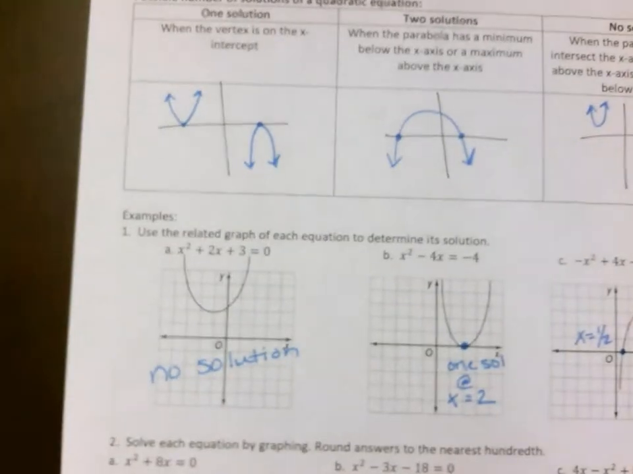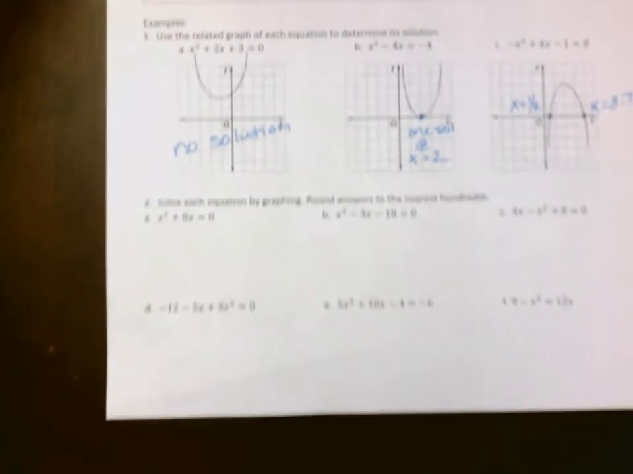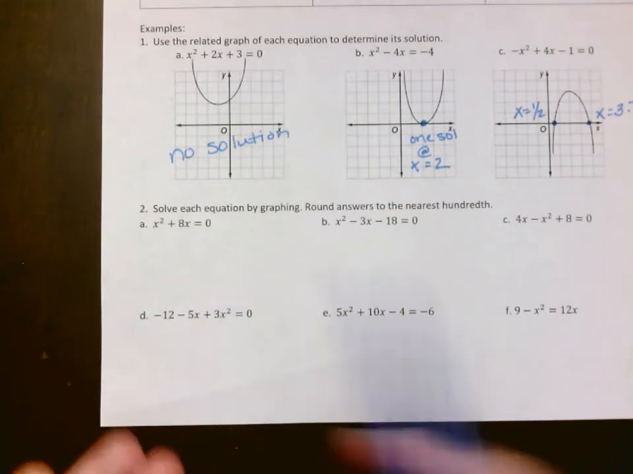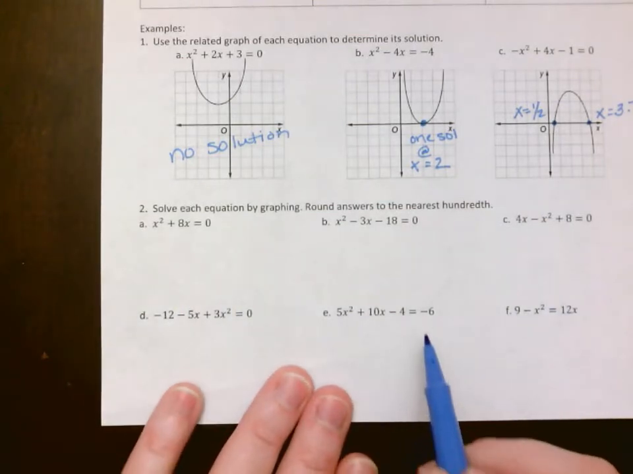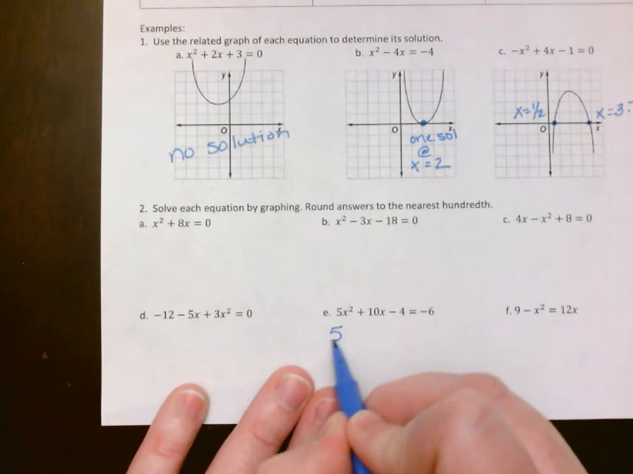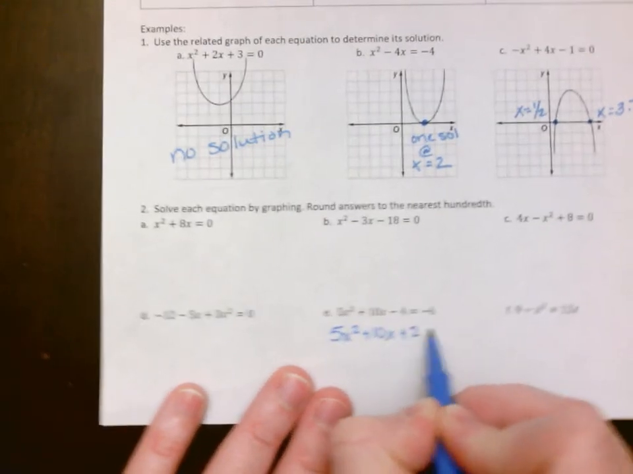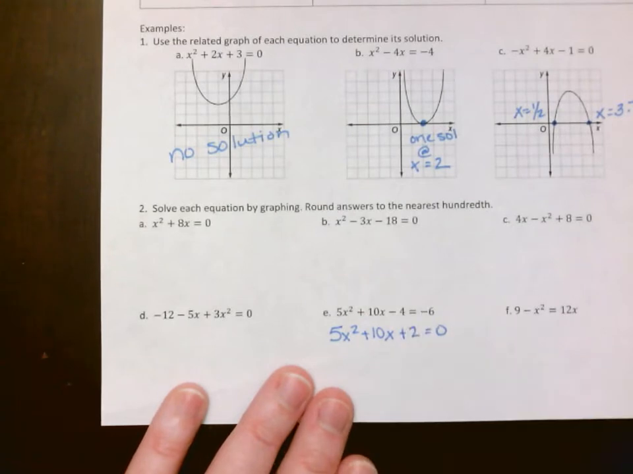So the next thing we're going to talk about is just solving by graphing, and so we're going to do everything on our calculator. So solving these different equations. Doesn't matter which form you have it written in, as long as it is equal to 0. So for e, we'd have to solve for 0, add 6 over to both sides, so this would be 5x squared plus 10x plus 2 equals 0, because we add 6 to negative 4.